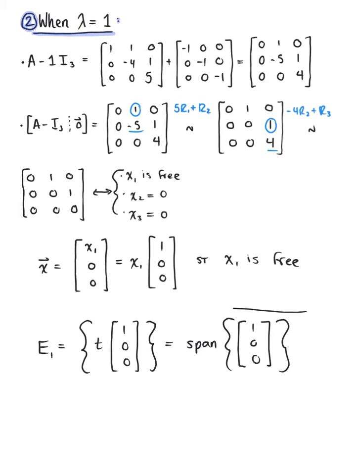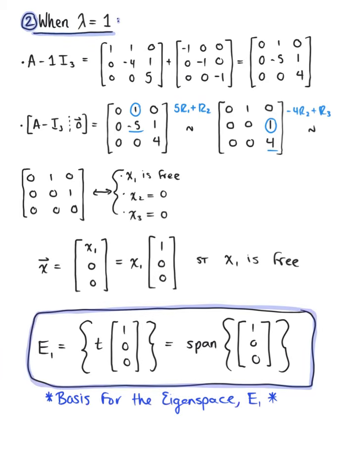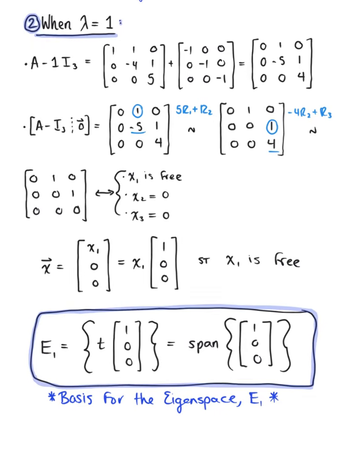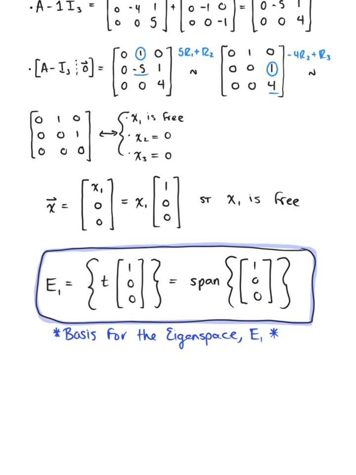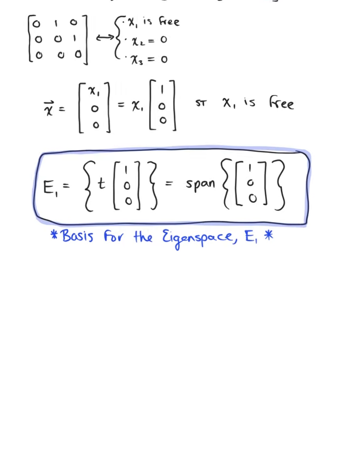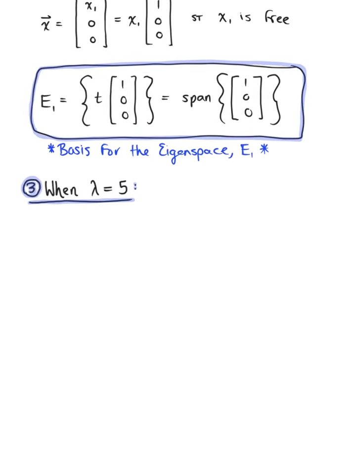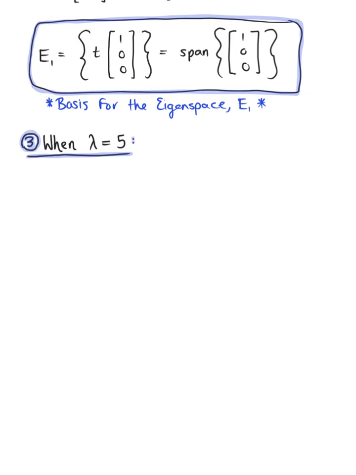So this is the basis for the eigenspace E sub 1. And last but not least, we are officially ready for case 3, when lambda is equal to 5. So we need to find the null space of matrix A minus 5 times that 3 by 3 identity matrix.